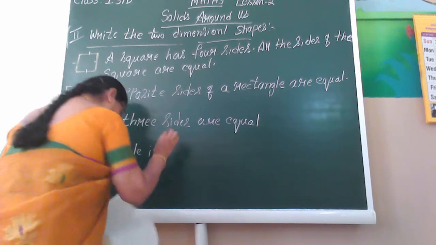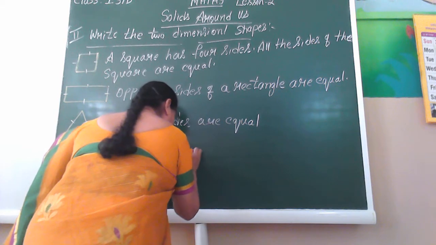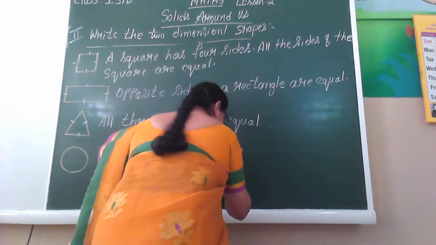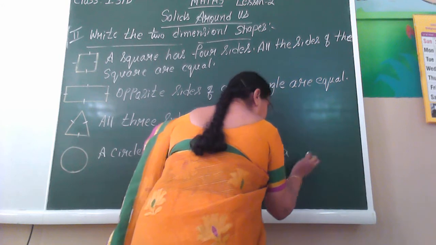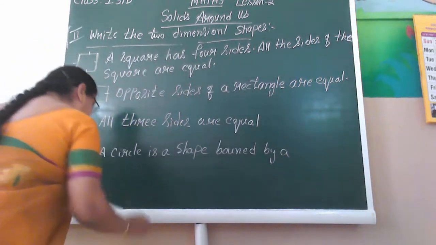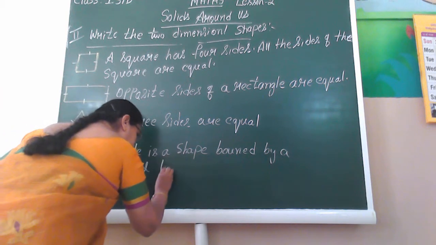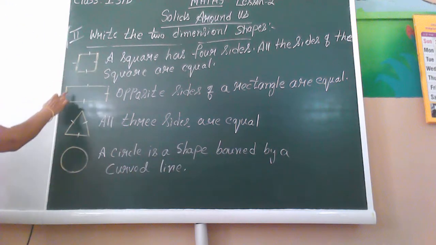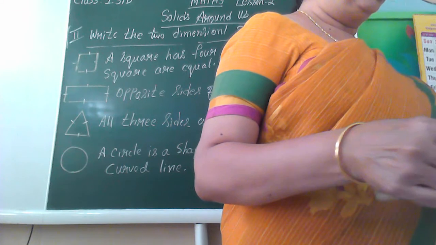A circle is a shape bounded by a curved line. Bounded by a curved line. Okay, children, this is square, rectangle, triangle and circle. Okay. Next, we'll go to the next page.